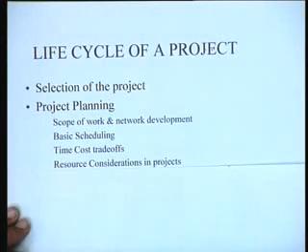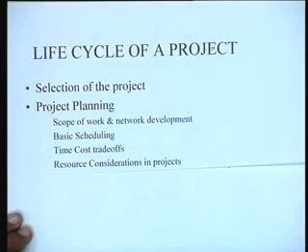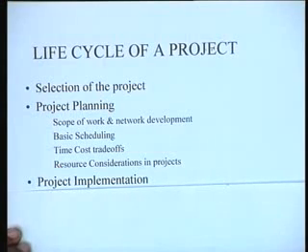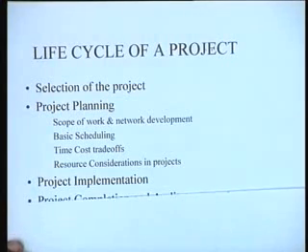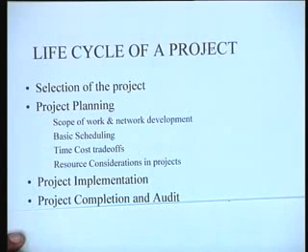And then we can talk about the various resource considerations in projects like manpower, the availability of machines, and various other resources required for doing the project. So essentially project planning deals with these things. Once a plan is made, the next thing is project implementation, which is the third phase of the project life cycle, where the project is actually implemented. So it involves basically the expenditure of resources, doing work at site, coordinating between various people and agencies, and things of this kind. And after the project is implemented, the last stage would be project completion and audit.